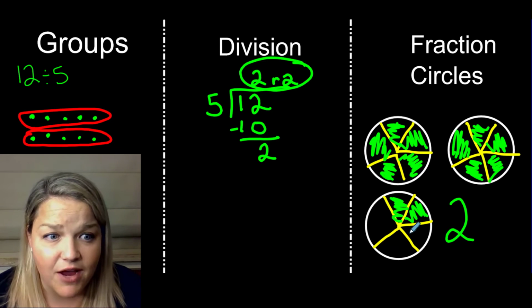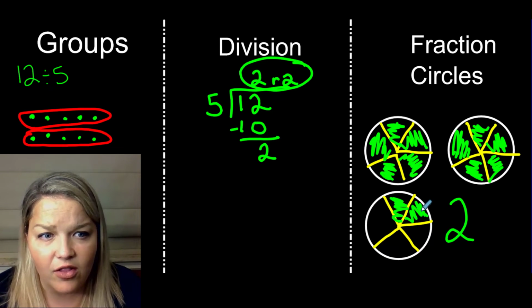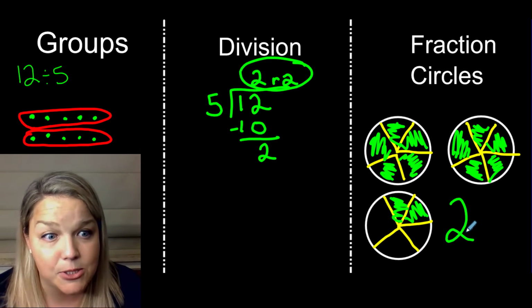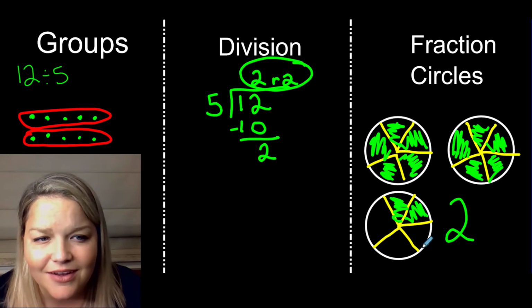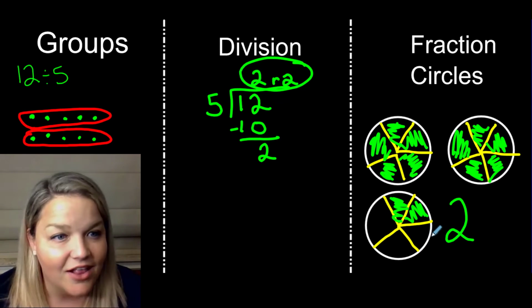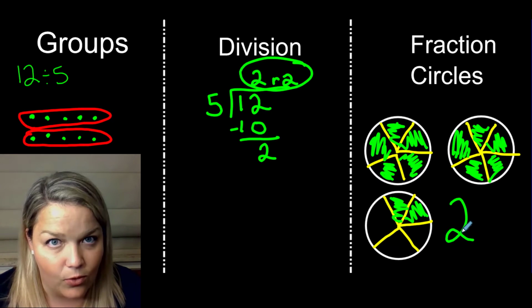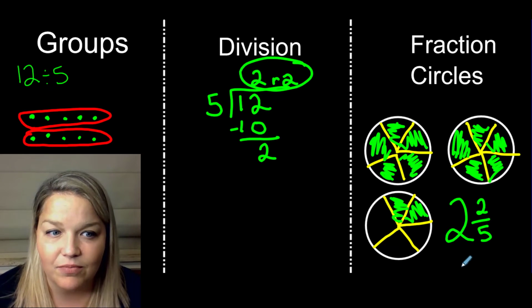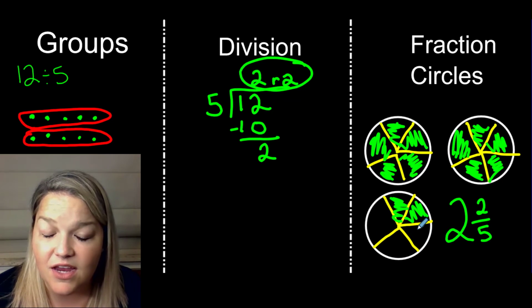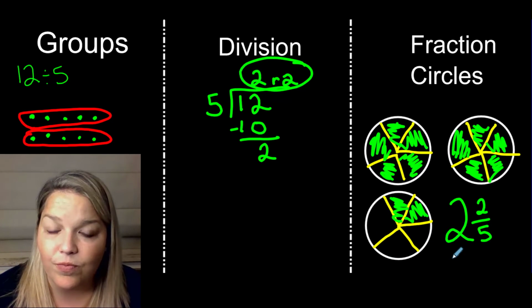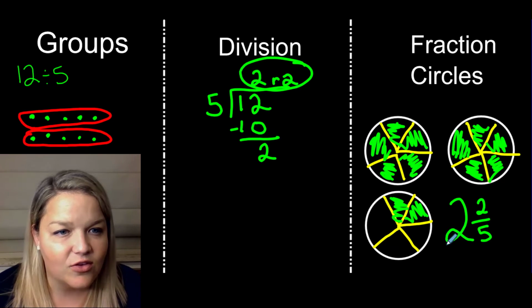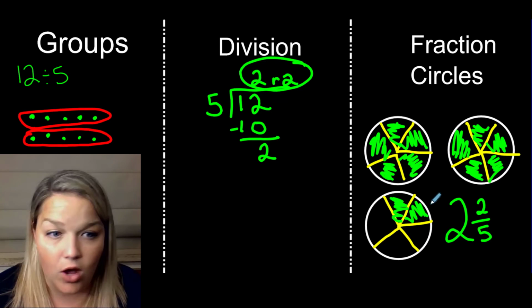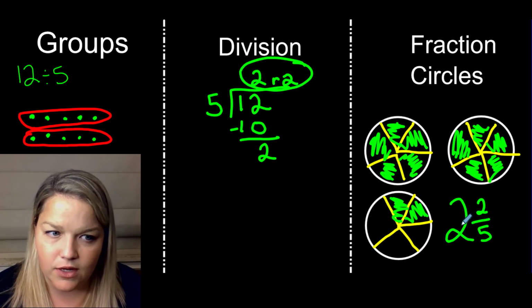All right, well, what would you call this? If you were looking at fraction circles, would you ever call it, oh, well, that's 2R2? No, you wouldn't call it that. You would say you've created 2 wholes and you have 2/5 remaining. You have 2 pieces left out of the 5 you need to create a whole. Wait a second. So I went from 2R2 to 2 2/5.